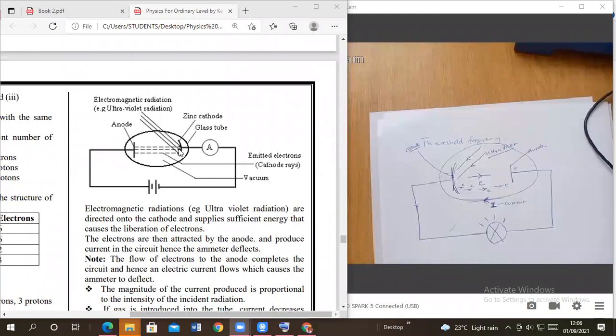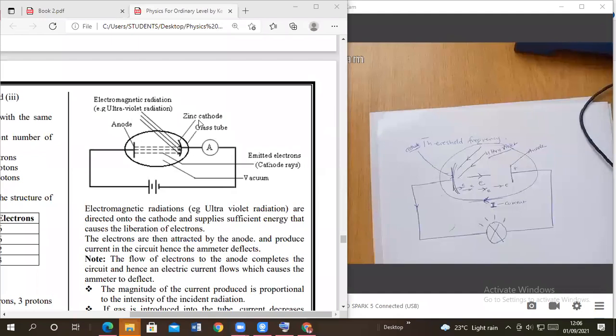One, what's the use of the anode? What's the use of the anode? Very good, Patricia, thank you. To attract the emitted electrons. Very good. That is nice. We go to the next one.